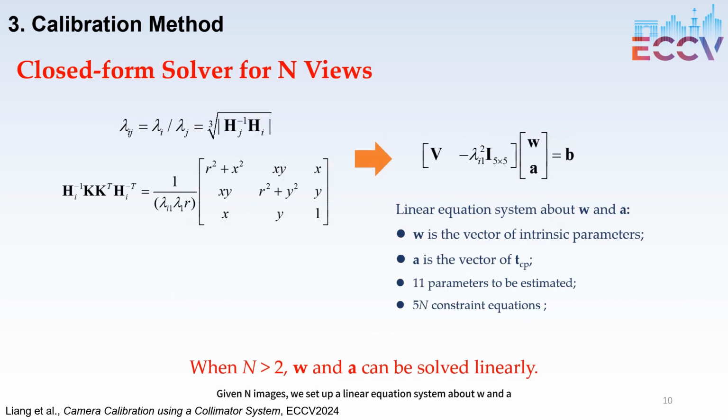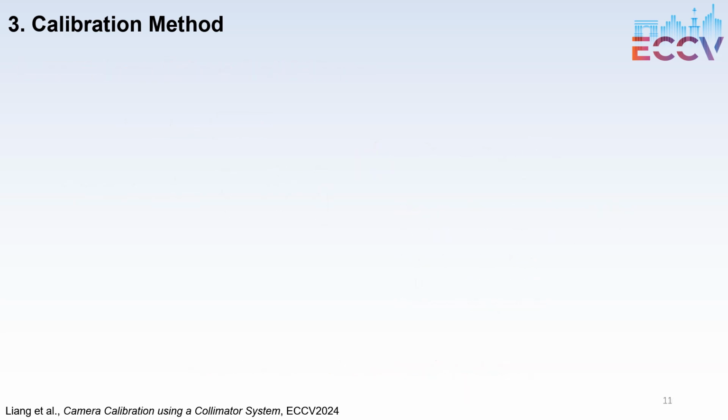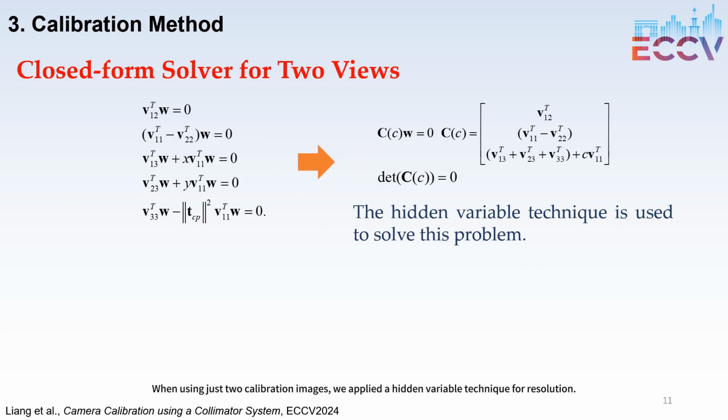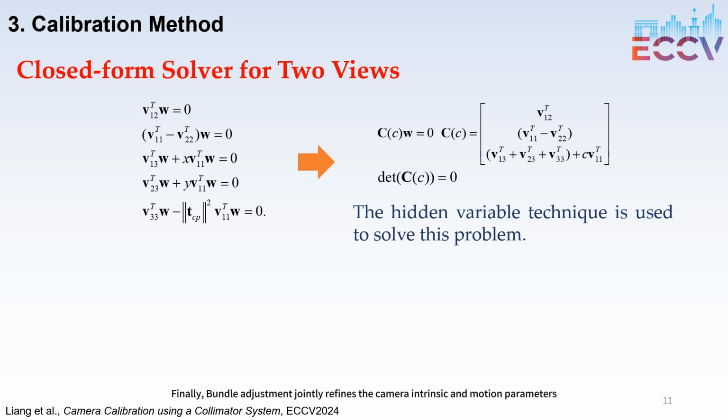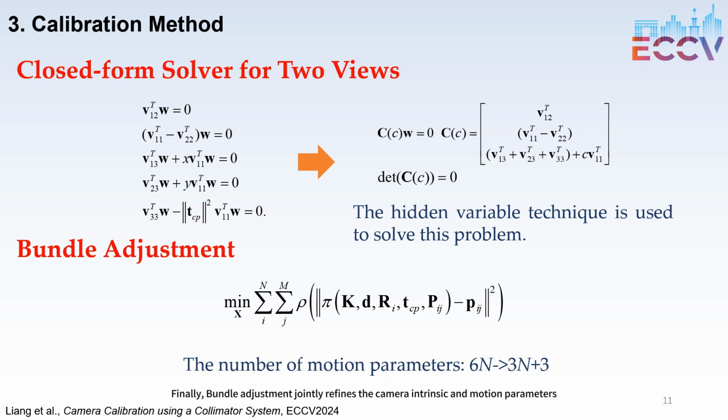Given n images, we set up a linear equation system about W and A. W is the vector of intrinsic parameters and A is the vector of TCP. There are 11 unknowns. When n is greater than 2, W and A can be solved linearly. When using just 2 calibration images, we applied a hidden variable technique for resolution. Finally, bundle adjustment jointly refines the camera intrinsic and motion parameters. It is worth noting that the spherical motion constraint reduces the original 6n motion parameters to 3n plus 3.